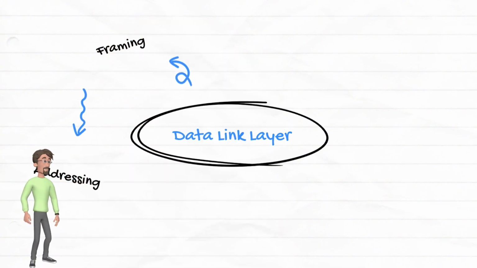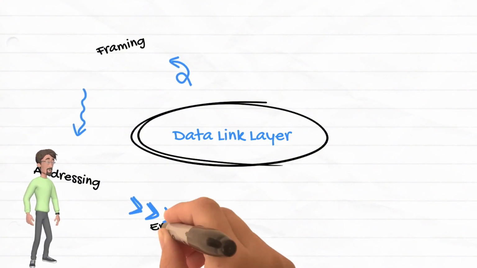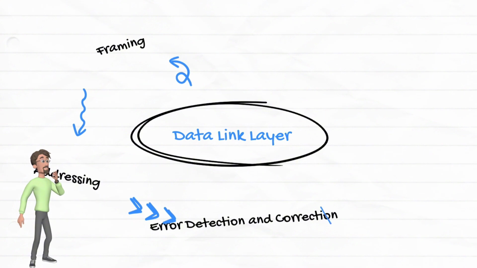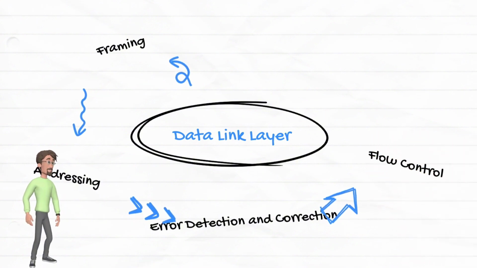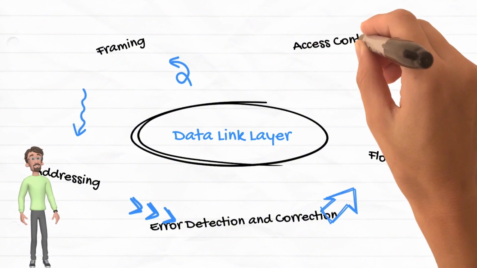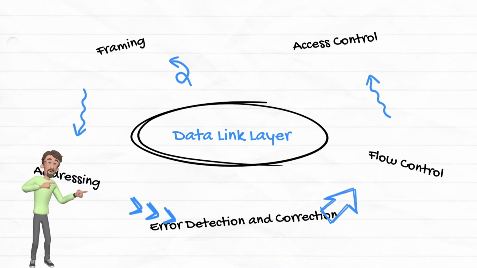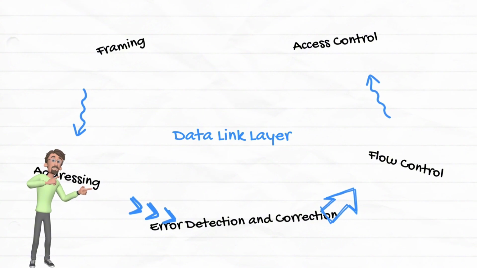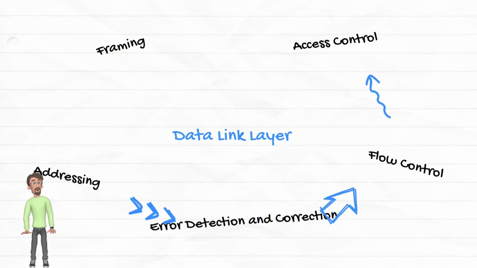1. Framing: it divides the data received from the network layer into manageable units called frames. Example: think of frames as envelopes containing data packets, with each envelope having a sender and receiver address. This helps in organizing and managing the data for transmission.